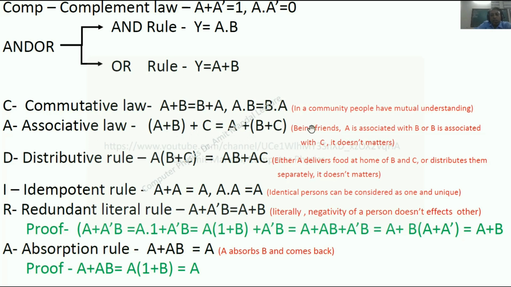So how will you memorize this? Being friends, suppose A, B, C are friends, then either A is associated with B, A is talking with B, or B is talking with C. It will not make any difference. So this is associative law. A is associated with B, or B is associated with C. Addition will remain the same.